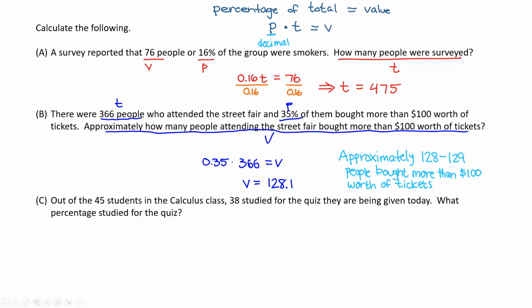So for C, out of 45 students in the calculus class, 38 studied for the quiz. What percentage studied for the quiz? So here, you're told that the total is 45. You know that 38 is the value, the subset of that. The percentage is what you're looking for. So again, setting this up, you're going to have P times 45 equaling 38. You divide both sides by 45. You get 0.84444 repeating. Now this is the percentage as a decimal. So moving that 2 spaces to the right, you get about 84.4 repeating percent.